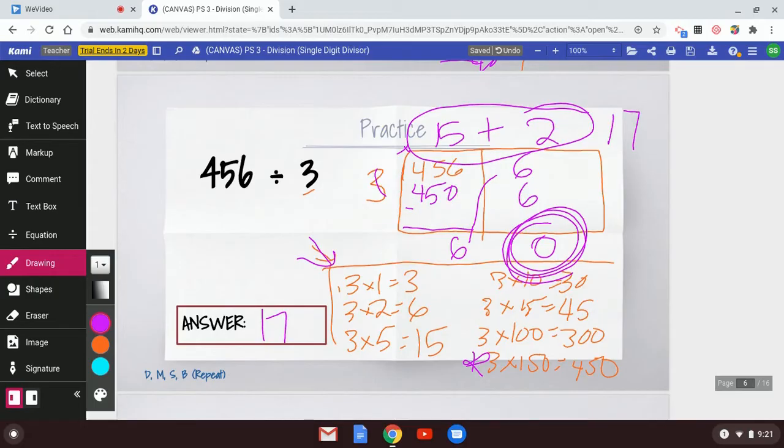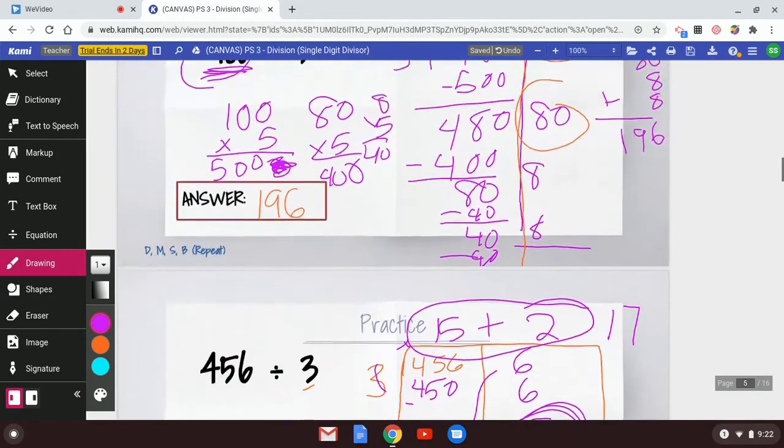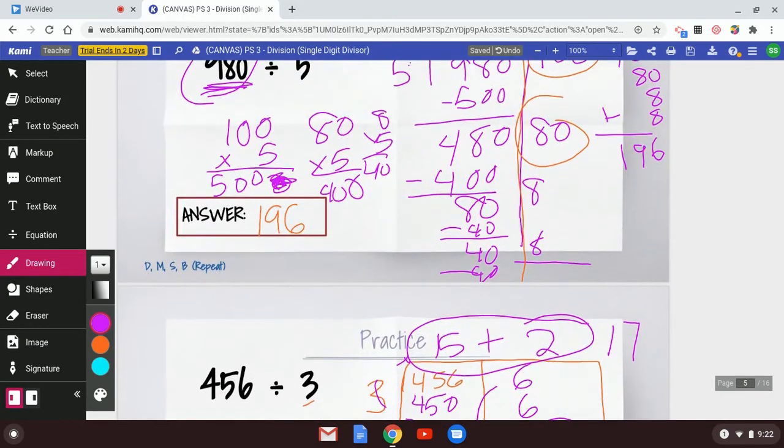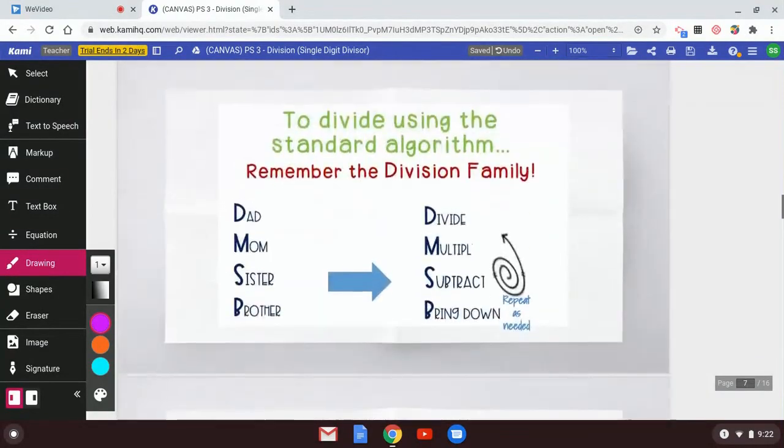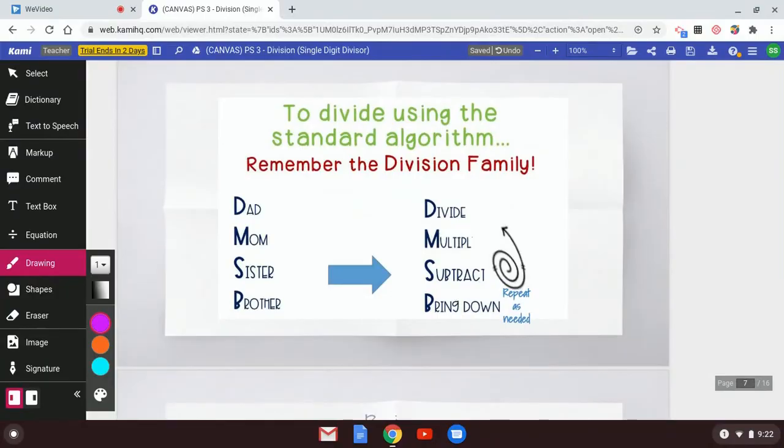All right, the last method that we're going to talk about, and that I will use for the rest of this, is the standard algorithm. You don't have to use it. If you like the box method or the partial quotient / lucky 7 method, go ahead and use that. I'm going to talk about the standard algorithm.